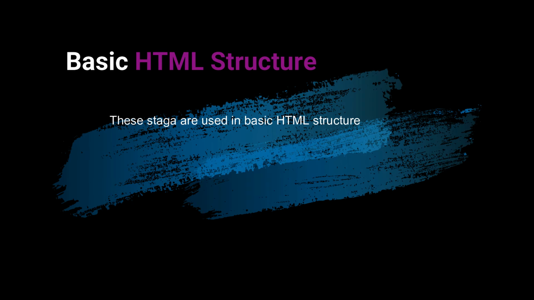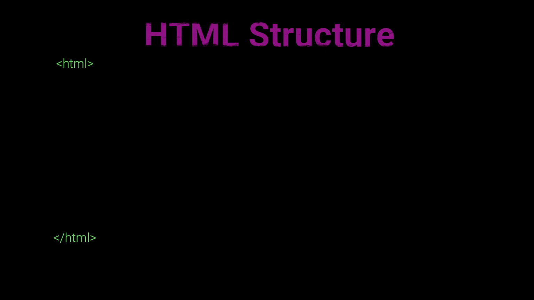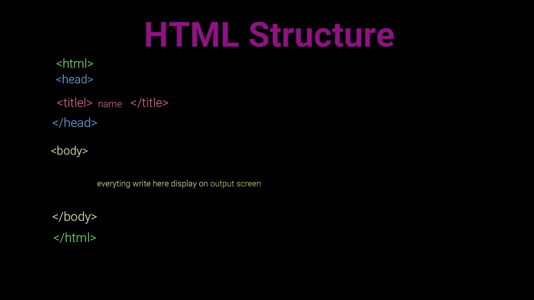These tags are used in HTML basic structure: 1, HTML tag; 2, head tag; 3, title tag; 4, body tag. The HTML tag defines the content of the document. We put all the styling properties inside the head tag. In the title tag, we write the name of the document. The HTML body tag defines the main content of the HTML document, or the section of the HTML document that will be directly visible on your web page.